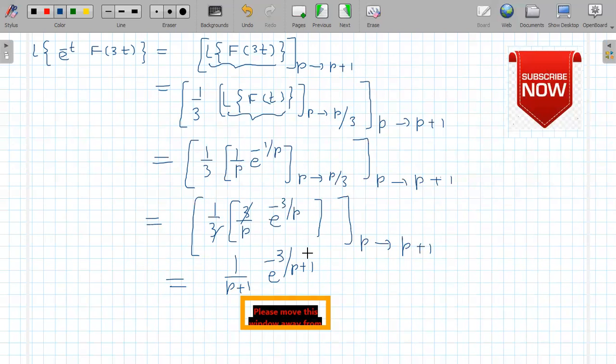This is how we apply the first shifting property as well as the change of scale property in this problem.